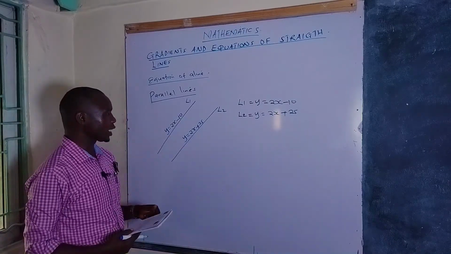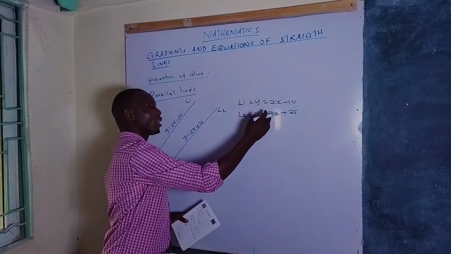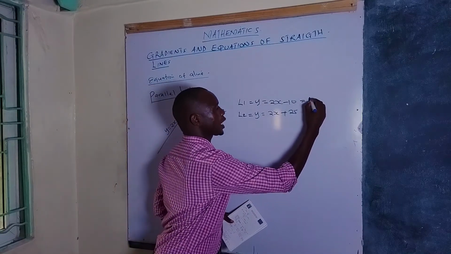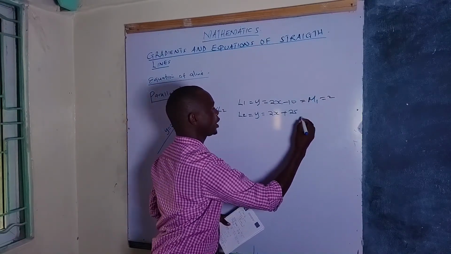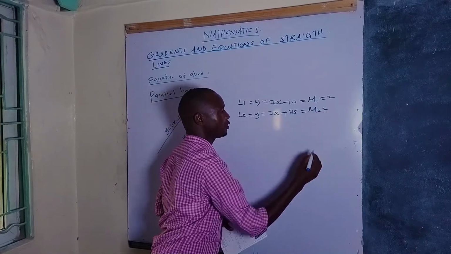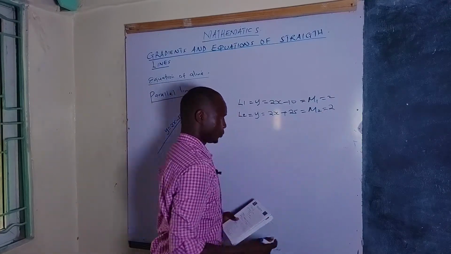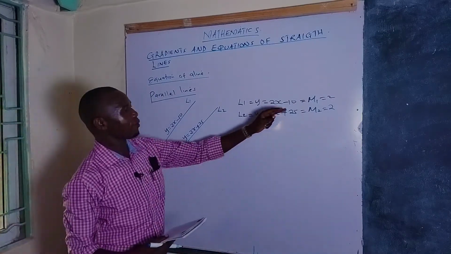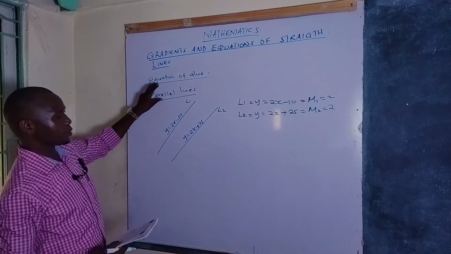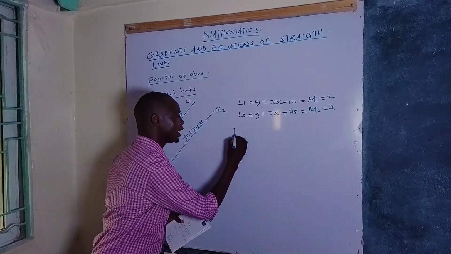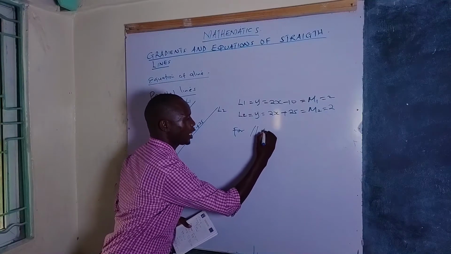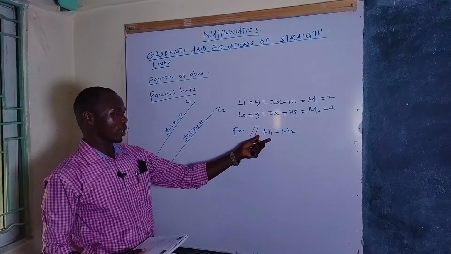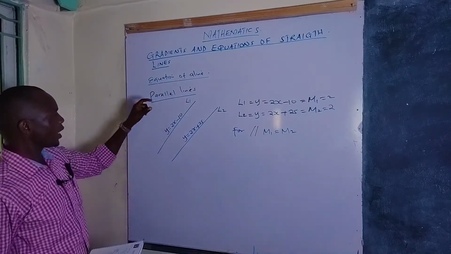If you consider two lines which are parallel, you realize they have equal gradients. That is to say, if this is line 1, its gradient can be m1 and it is 2. Then line 2, its gradient will be m2 and you can see it is 2. So if you compare two lines and find that they have equal gradients, then those two lines must be parallel. That is to say, for parallel lines, m1 will always be equal to m2. That is, the gradient of line 1 and the gradient of line 2 for parallel lines will always be equal.